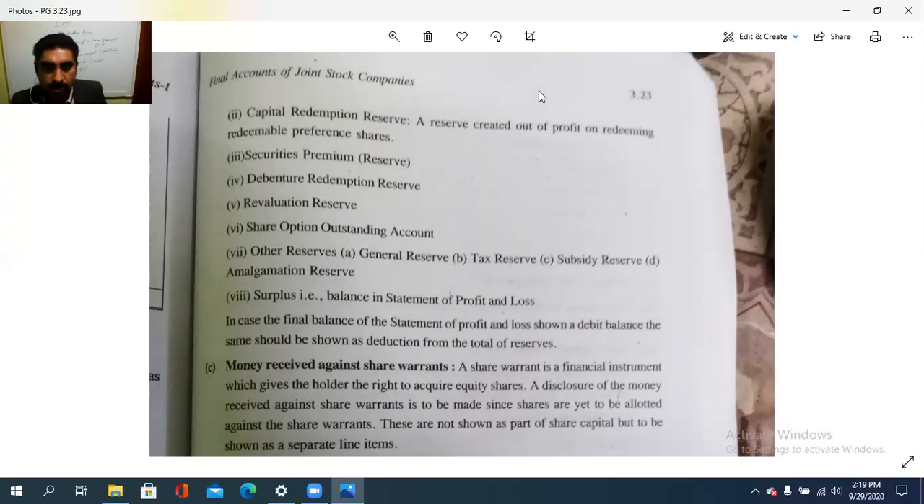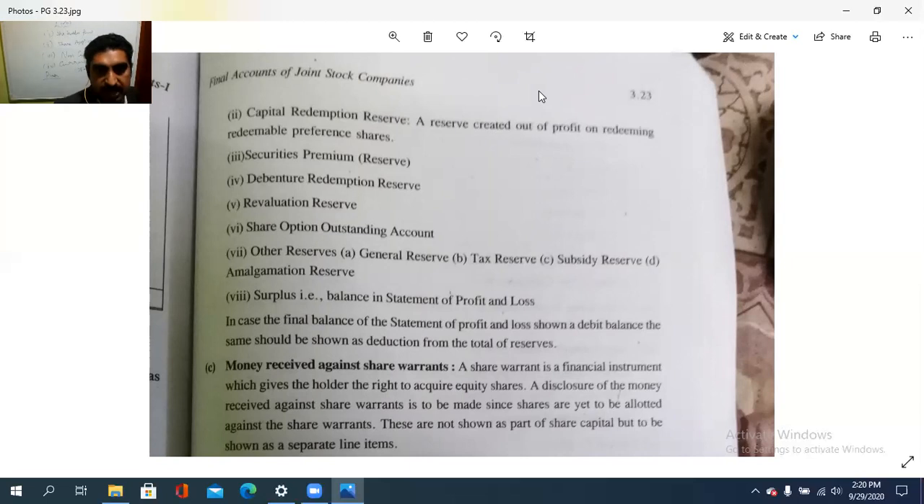Reserve created out of the profit on redeeming redeemable preference shares, securities premium reserve, debenture redemption reserve, revaluation reserve, share option outstanding account, other reserves like general reserve, tax reserve, subsidy reserve, and amalgamation reserve. Whatever the reserves as well as the surplus part, the extra amount we get comes under this area.